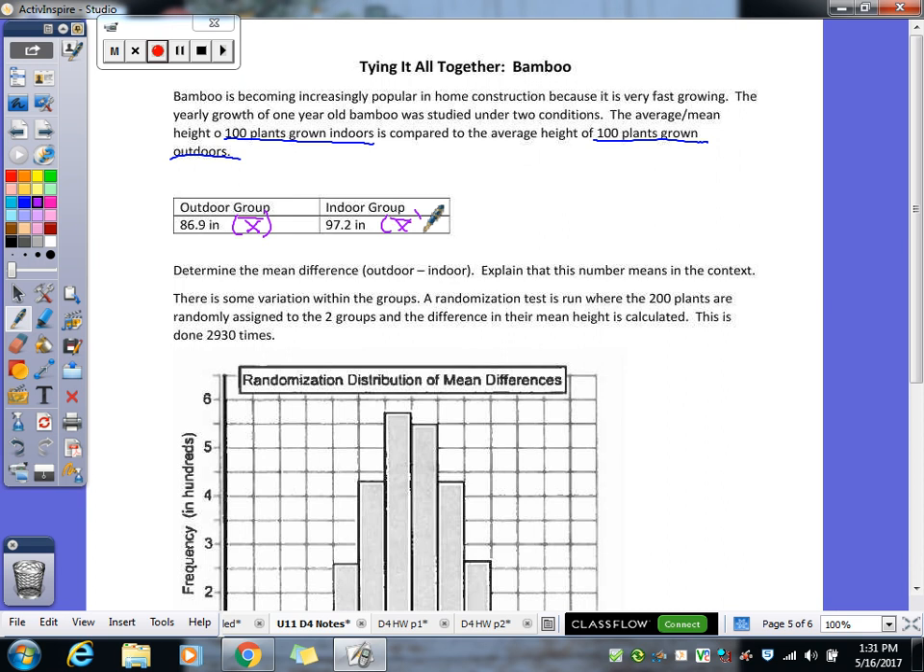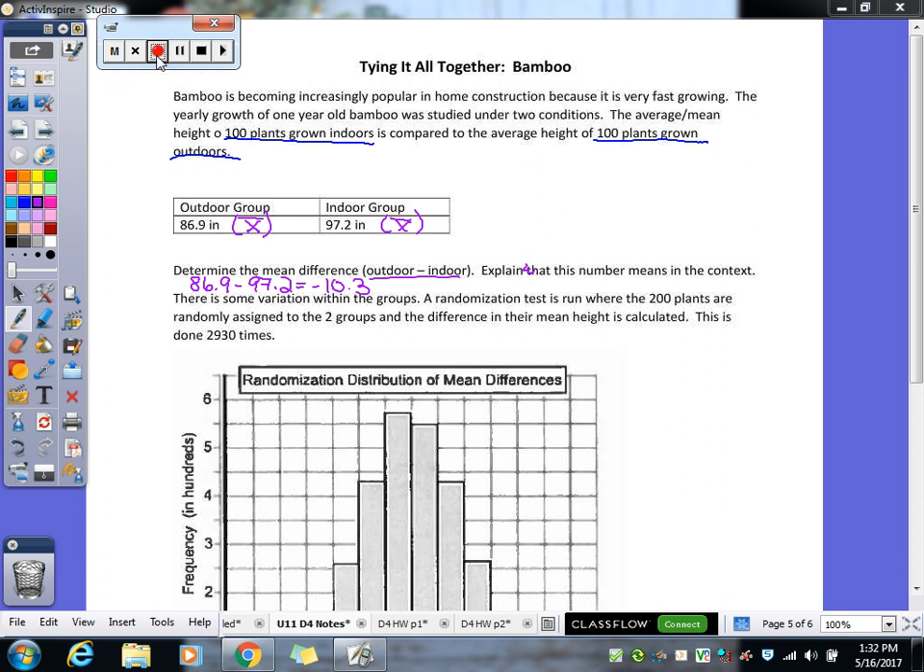So here, they've already calculated your means for you. They took the mean of the heights of all 100 plants grown outdoors, and then all of the ones grown indoors. So they want us to determine the mean difference, outdoor minus indoor, and explain what this number means in context of the problem. So let's have you go ahead and figure it out first. What is your difference? And then we'll see if you can explain. So you should get negative 10.3 when you subtract them.